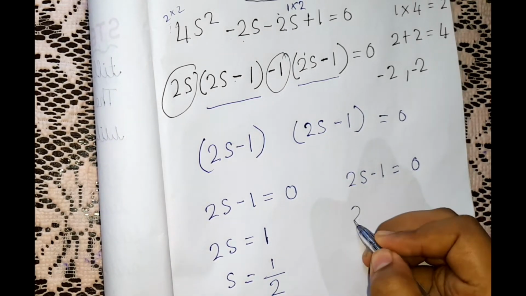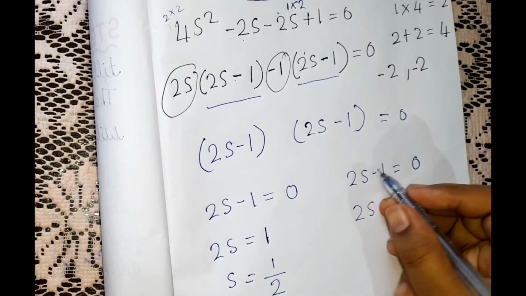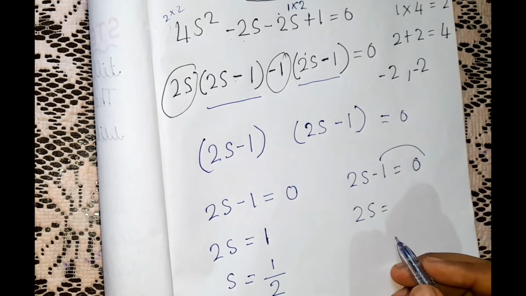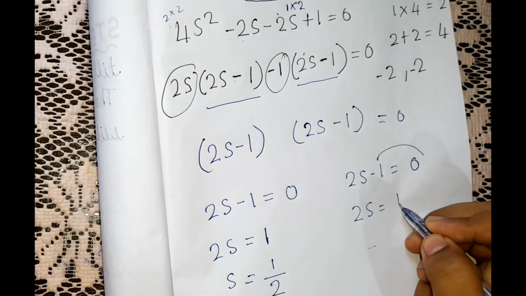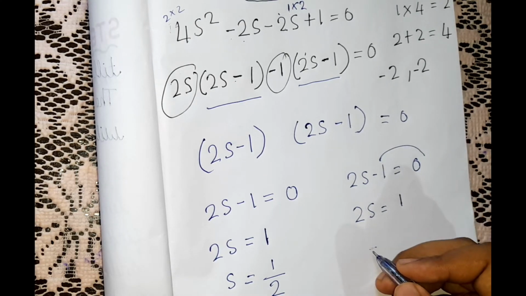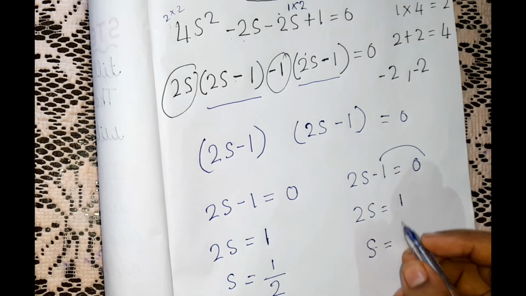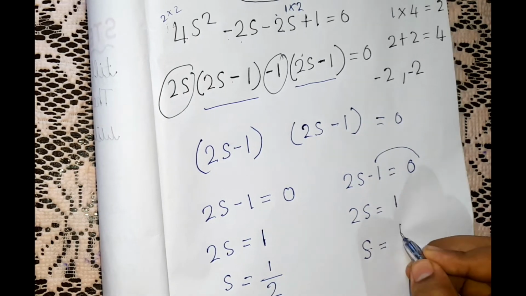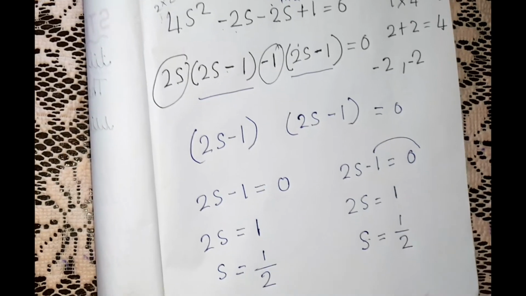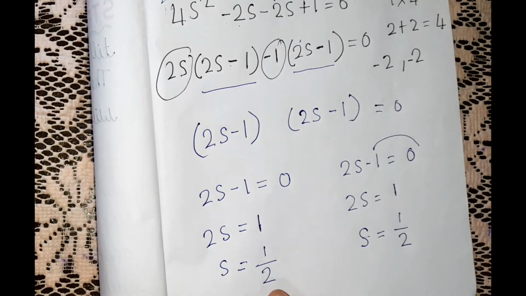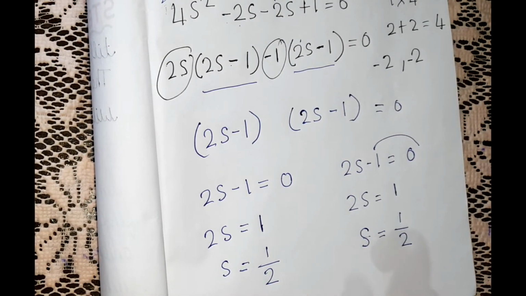So likewise here also 2s is equal to, when this minus 1 comes to this side, that is the right side, then it becomes plus 1. And here it is in the multiplication form, so s is equal to, when this 2 comes to this side, it becomes division. So it is 1 divided by 2. So now we got s is equal to 1 divided by 2, and s is equal to 1 divided by 2. So now let's write to verify.